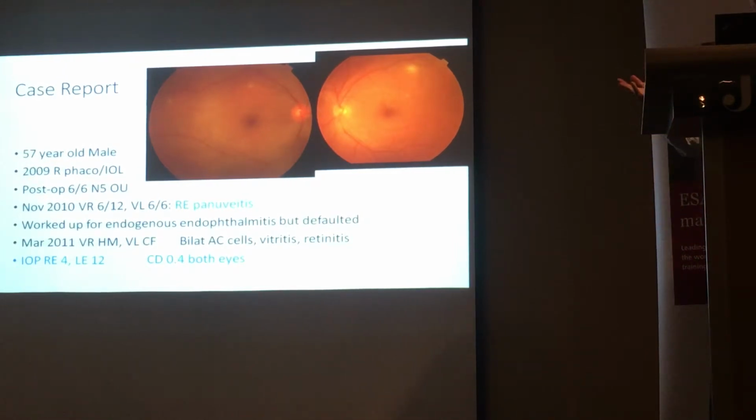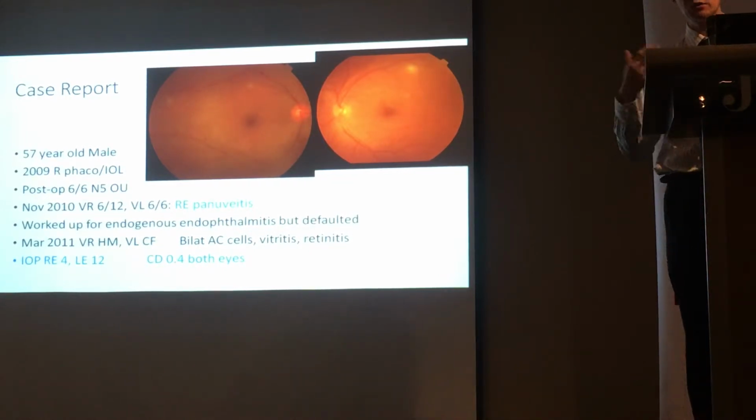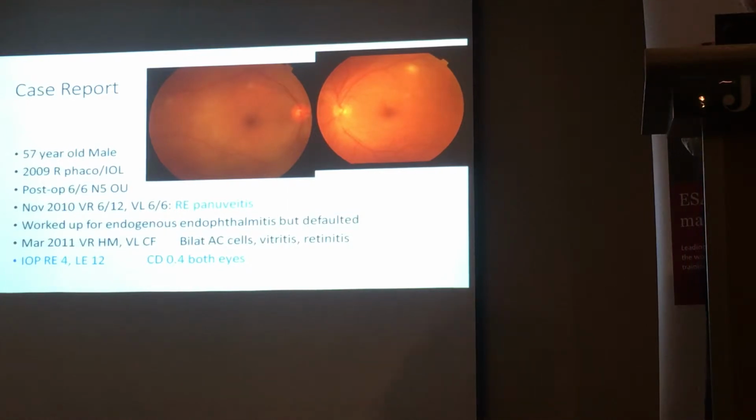The right eye was hand movements vision, the left eye was counting fingers. In both eyes, there was lots of anterior inflammation, vitritis, retinitis. His pressure at that time was 4 in the right and 12 in the left. But the cup-disc ratio was still quite normal. You can see that through the haze and all these spots.